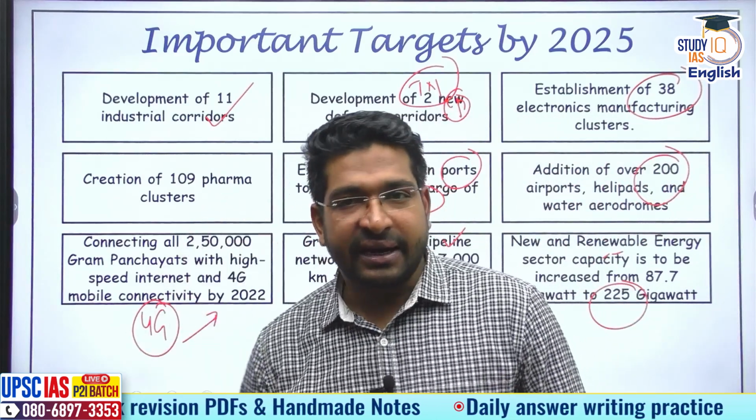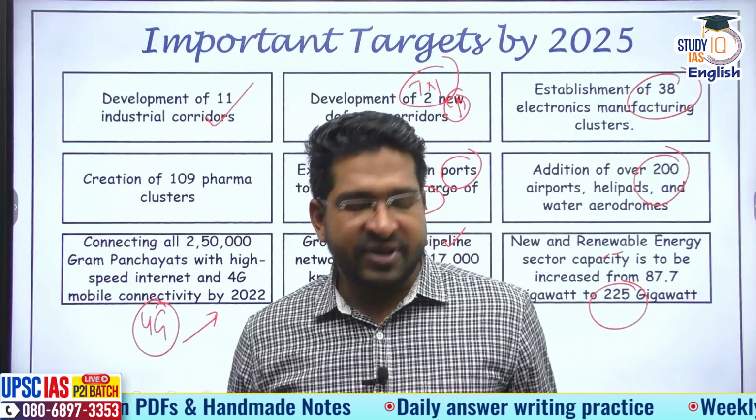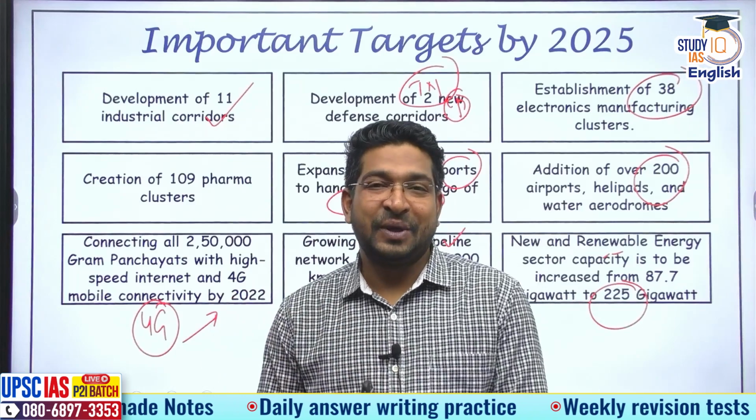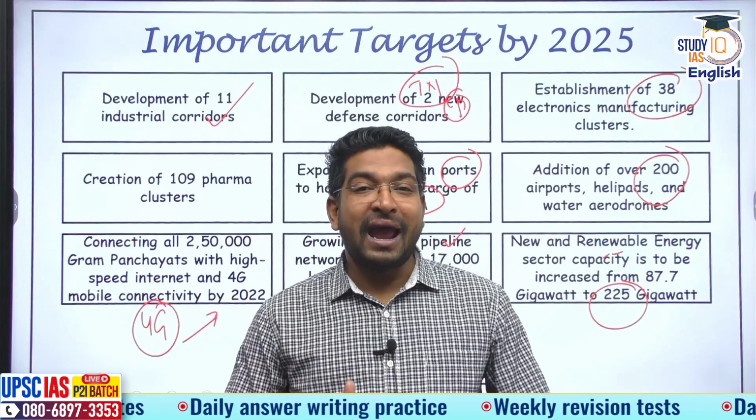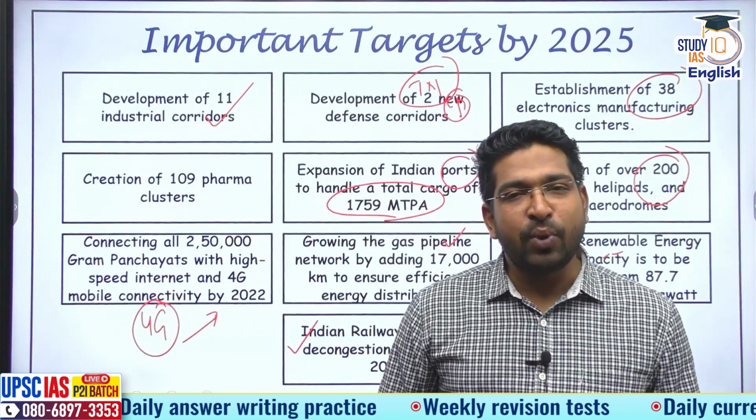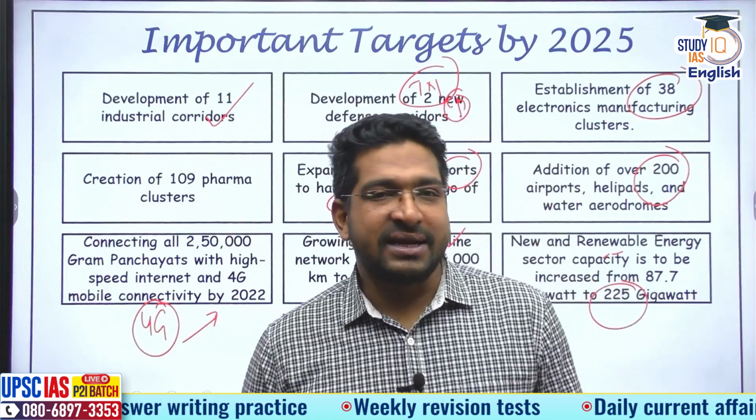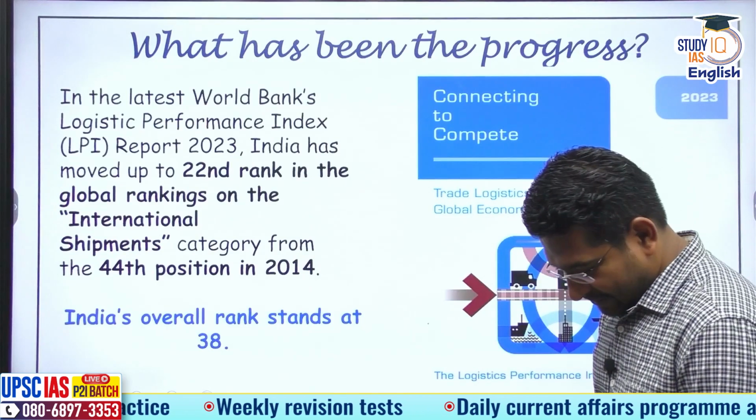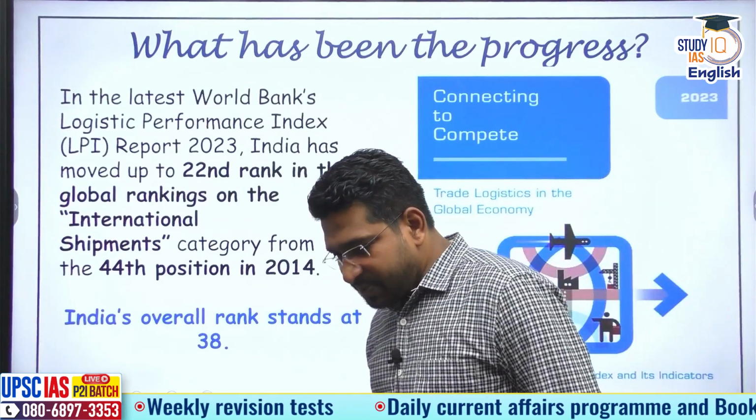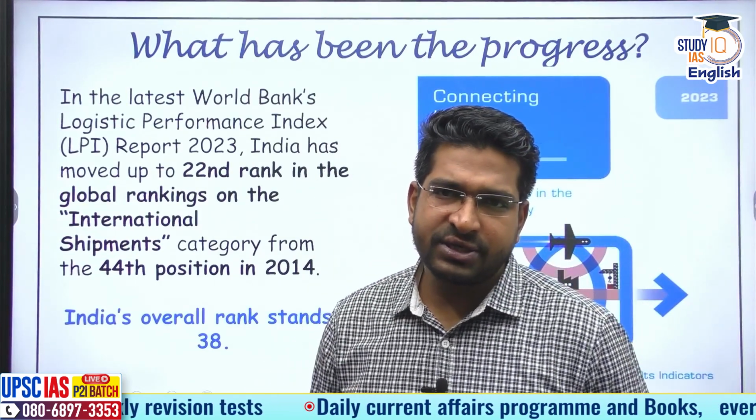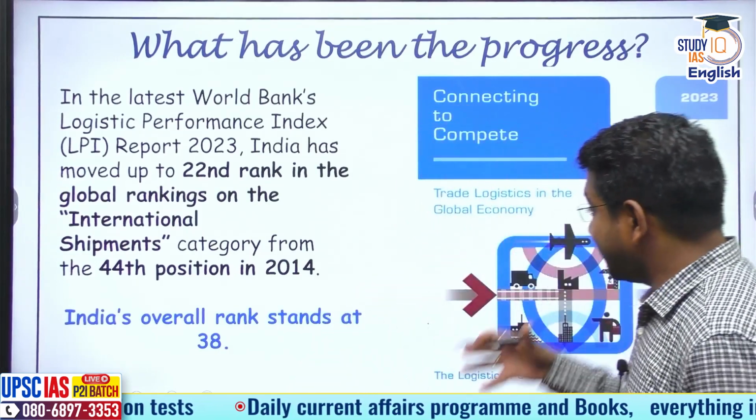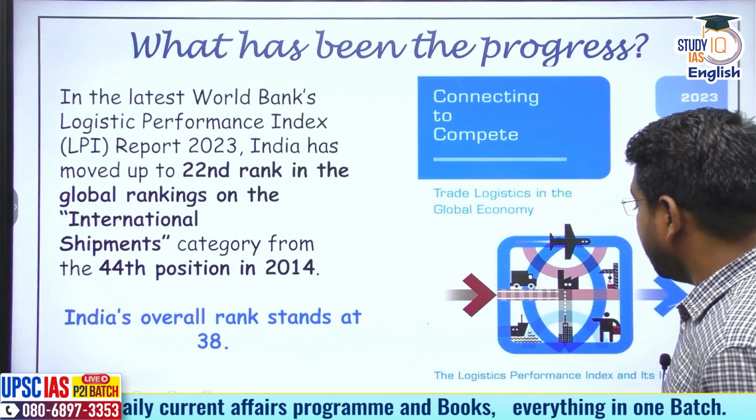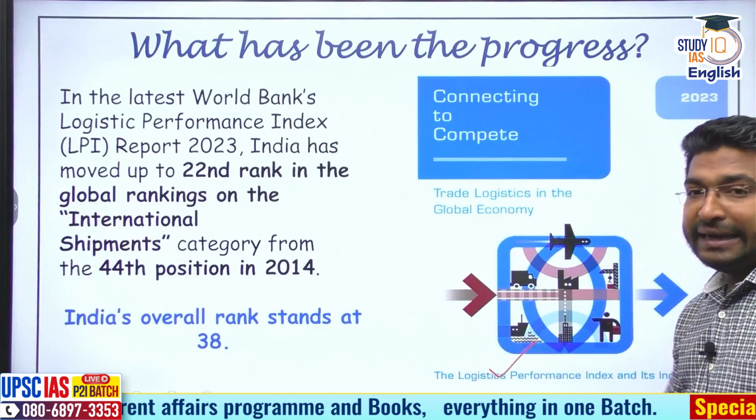Now, these are some of the targets, right? So, prima facie, everything looks good, isn't it? We have a set plan, but everything depends on implementation and monitoring. So, in 2021, the plan came up with different targets, and now we need to ask the question: what has been the progress? The progress in the last 2 years has been quite decent, and the testimony for this is India's ranking increasing in the logistics performance index and its indicators.